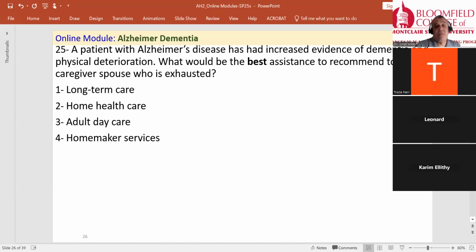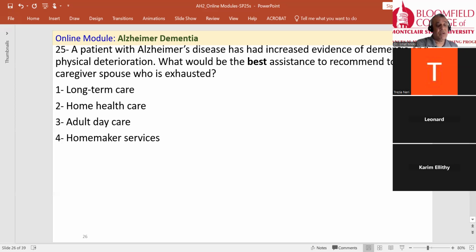Would it be 3 or 1? 3, adult daycare would be a great one. Long-term care would be for long-term. If it's on a daily basis, it would be adult daycare, because they provide social, health-related services, recreational, even cultural services in a safe community-based environment. And that would keep the patient safe and would also decrease the stress on the caregivers and the husband in this case.